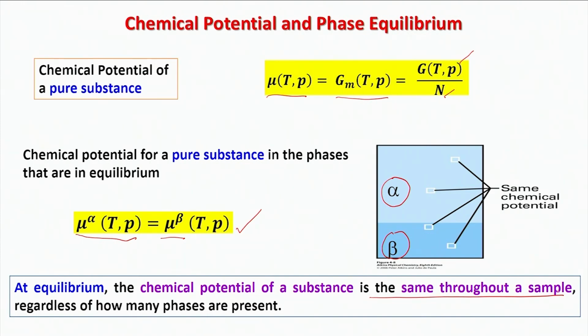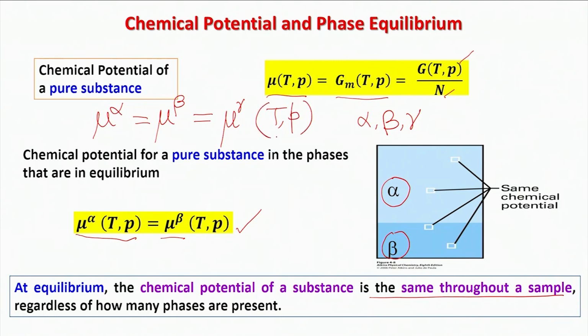If I had some other pure substance where I could have alpha, beta and gamma phases coexisting in equilibrium at temperature T and P, then what would be the condition of phase equilibrium between the three phases alpha, beta and gamma? I must be able to write that mu alpha should be equal to mu beta, which must be equal to mu gamma under the given conditions of temperature and pressure.